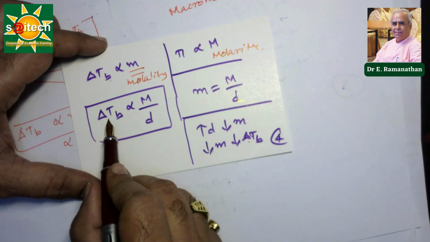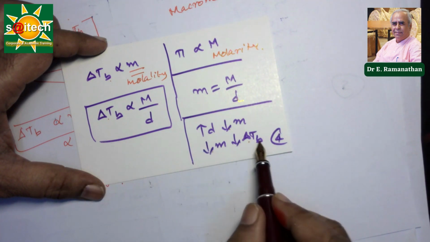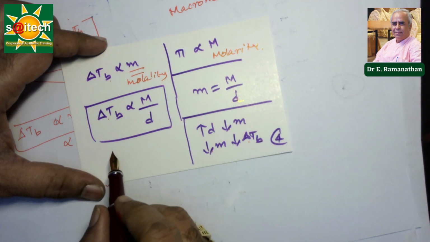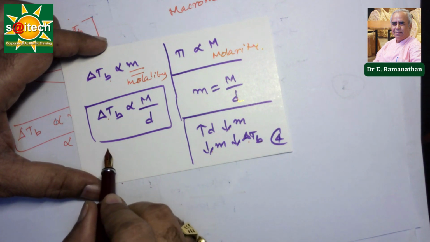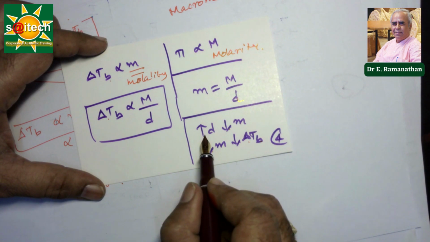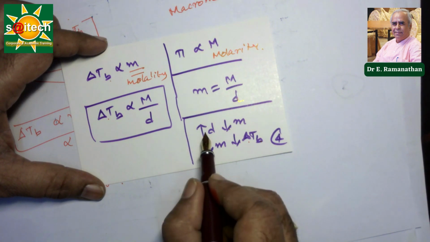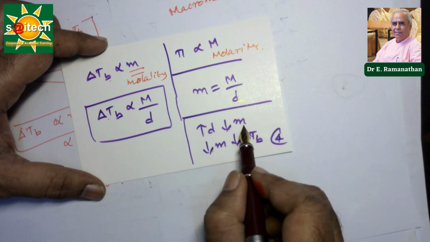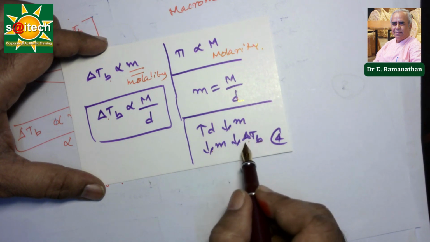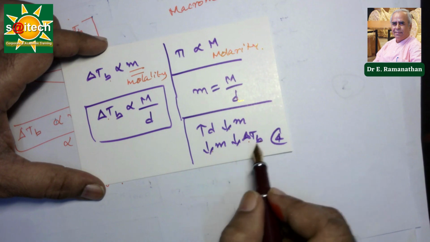So in that case, the elevation of boiling point value will be very, very small, and it is very difficult to measure. Do you understand? For macromolecules, because the density will be high. So higher the density, do you understand? Higher the density, less will be the molality. Since molality is less, then delta TB is already less.